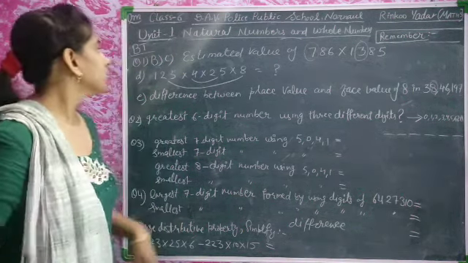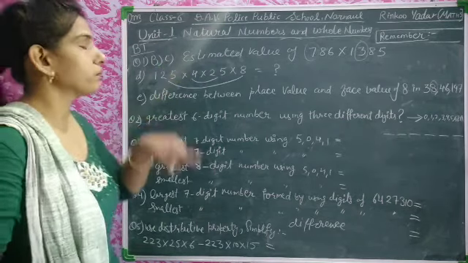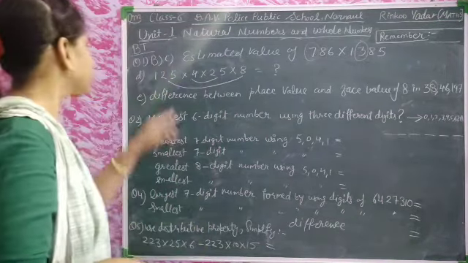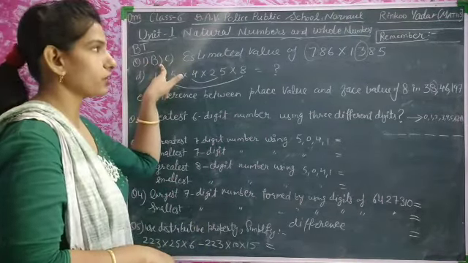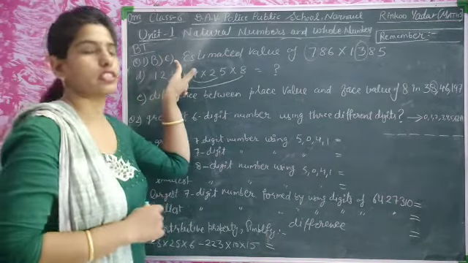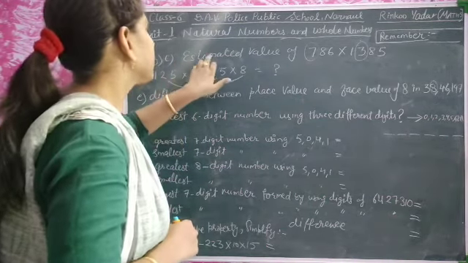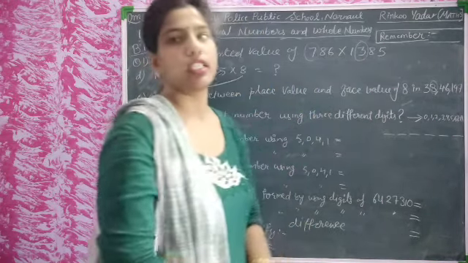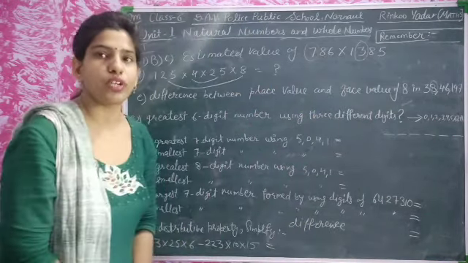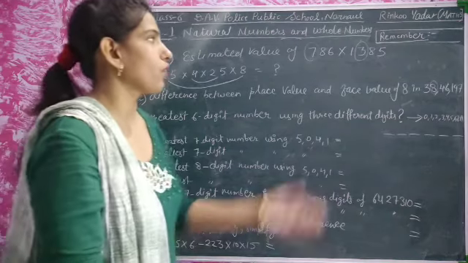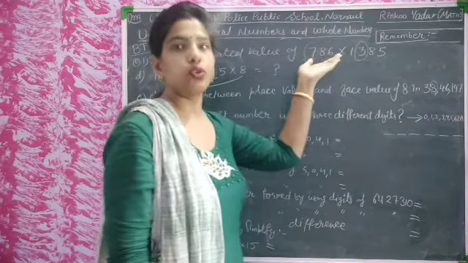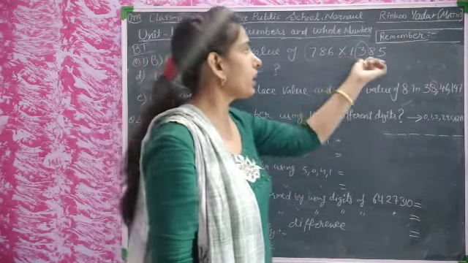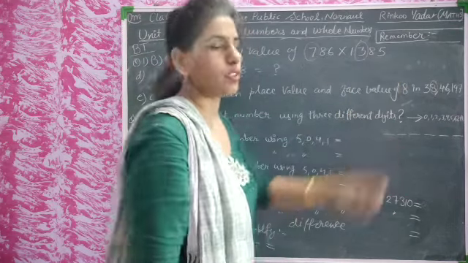Yes students, you are seeing there BT, Brain Teachers, question number 1, part B we are doing here. Now part C. Estimated value of 786 into 1385. We have to find the estimated value of this. So for estimating, we round off the numbers first.